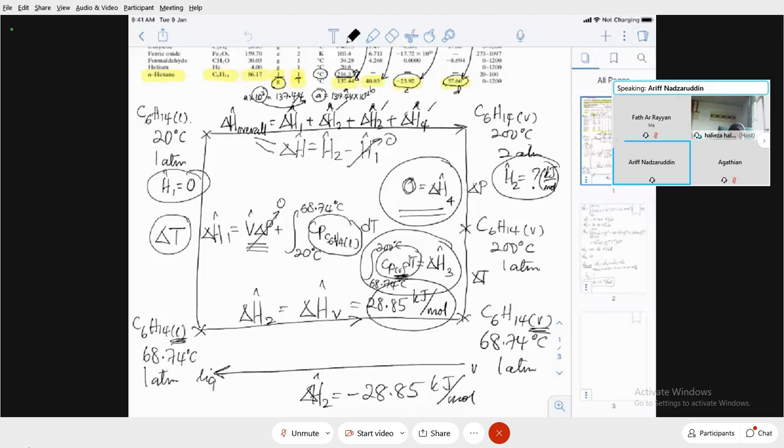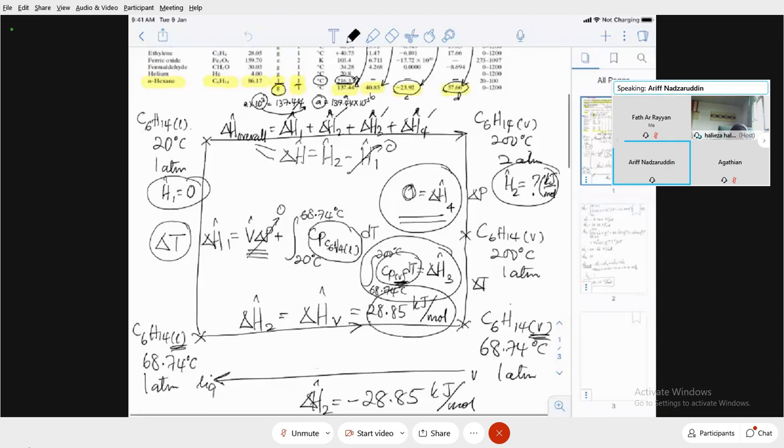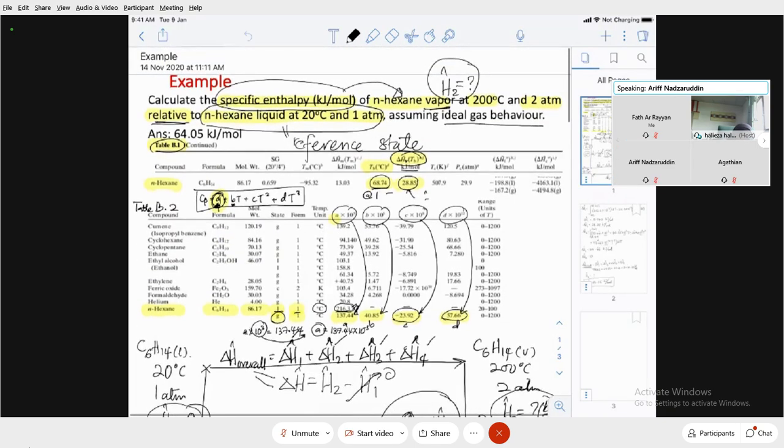Yes. So what if the question says that the substance turns from liquid to solid? So are all the values going to be negative? Okay. Thank you very much.